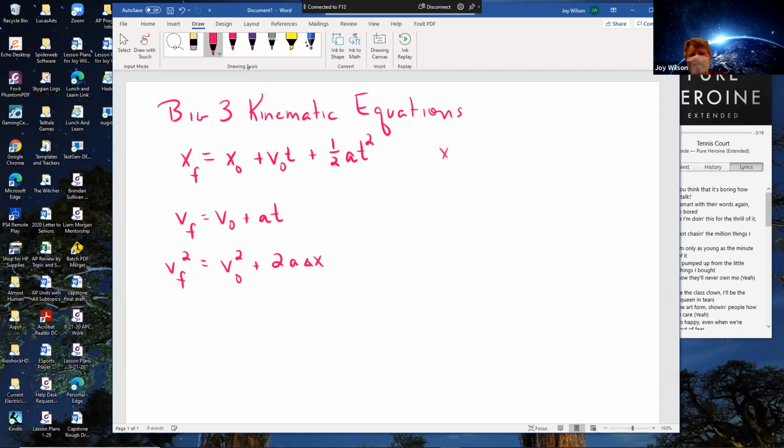So x's or y's represent position. So this is a review from things we did earlier in the year. V's are velocities. A is acceleration. And t is time.